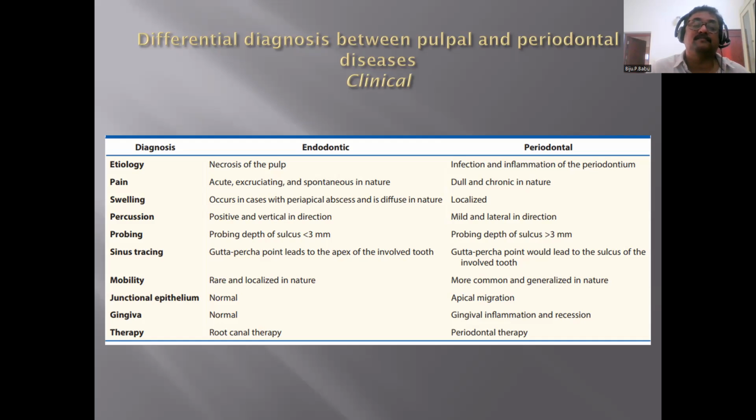Same way, probing, usually in endodontic conditions, you don't find much probing depth. Normal sulcus depth, the maximum 3 millimeters of sulcus depth is normal. But in periodontal condition, you find a pocket depth of more than 3 millimeters. In endodontic, the pocket depth is not affected at all. Then next is the sinus tracing. Gutta-percha points: if there's a sinus tract on the tooth, if you place a gutta-percha point there, it will lead to the tooth in question.